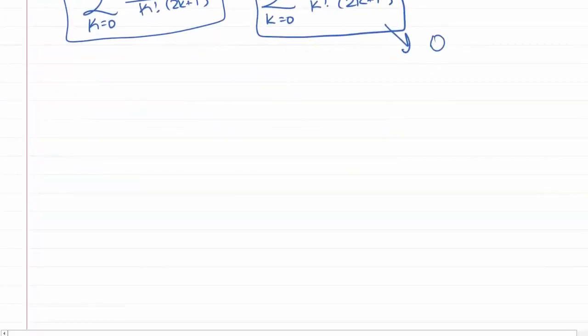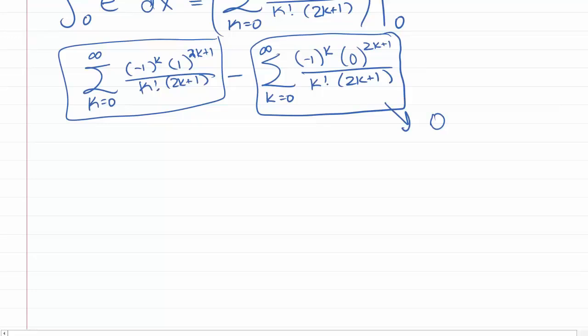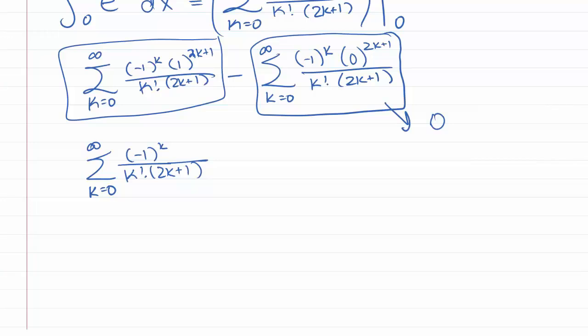Well, note that, no matter what power we raise 1 to, we get 1. This sum just becomes the sum, k goes from 0 to infinity, negative 1 to the k, over k factorial times 2k plus 1. And we want to figure out what that number is to within 10 to the negative sixth. Before we can even ask that question, we should ask, does this series, that's what we have now, actually converge at all? Well, we need to use one of our convergence tests to answer that question.